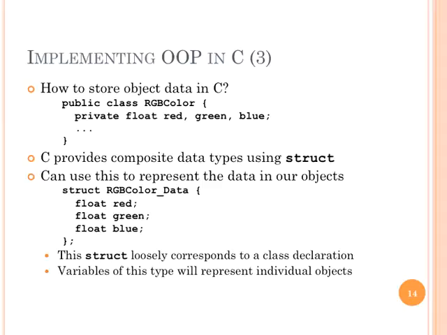So we can do something like this. Notice we're translating this RGB color data. So now we have a struct, and it only has the data members. We don't have any operations or anything like that exposed on it. And like I say, this loosely corresponds to a class declaration. We could easily translate it.